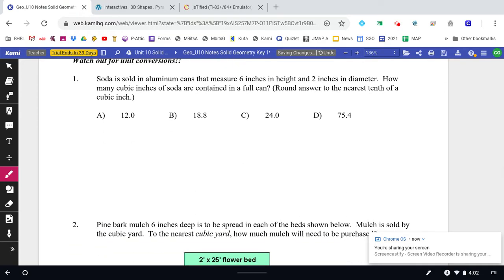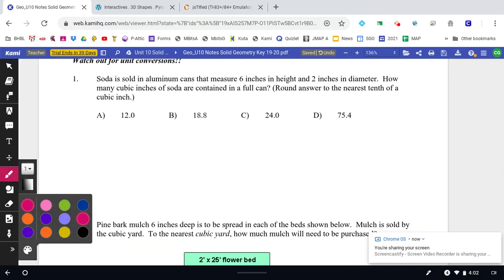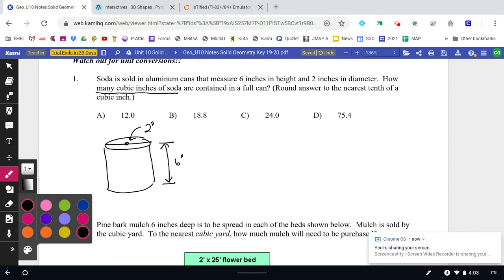Okay, number one. I have an aluminum can, and my aluminum can has a height of 6 inches and a diameter of 2 inches. And I want to know how many cubic inches of soda are in there. So it's asking, what's the volume?